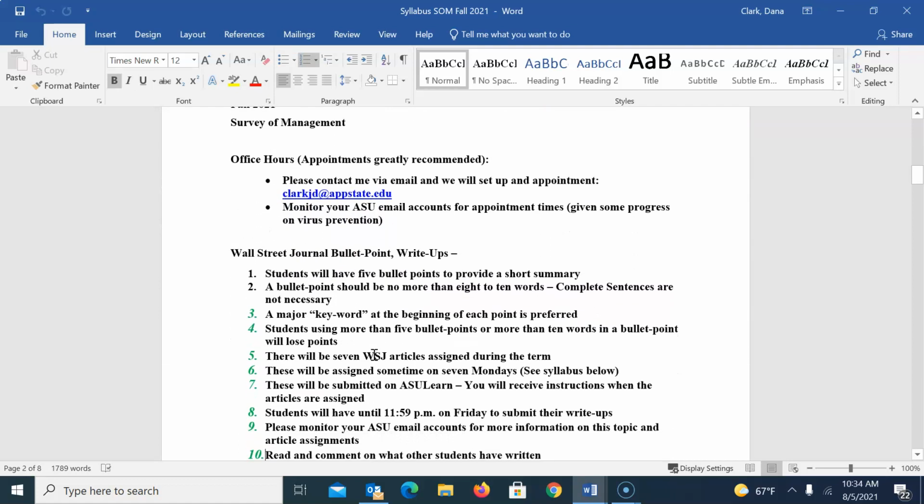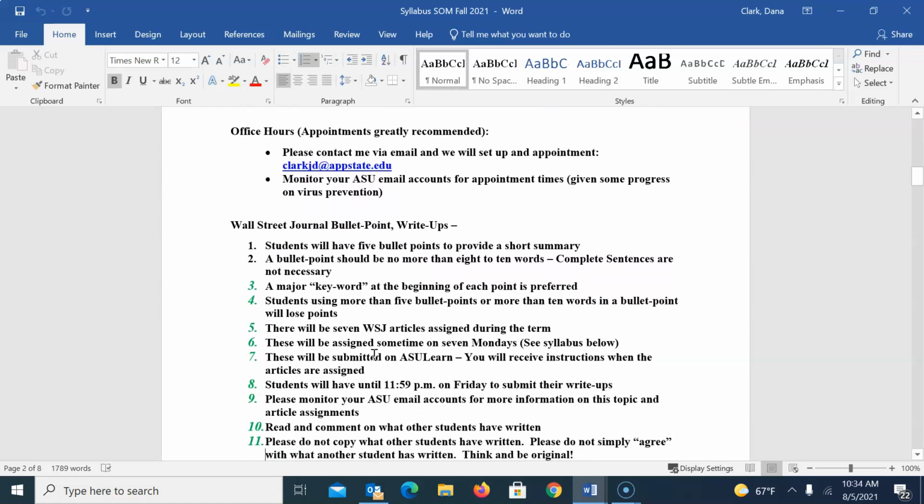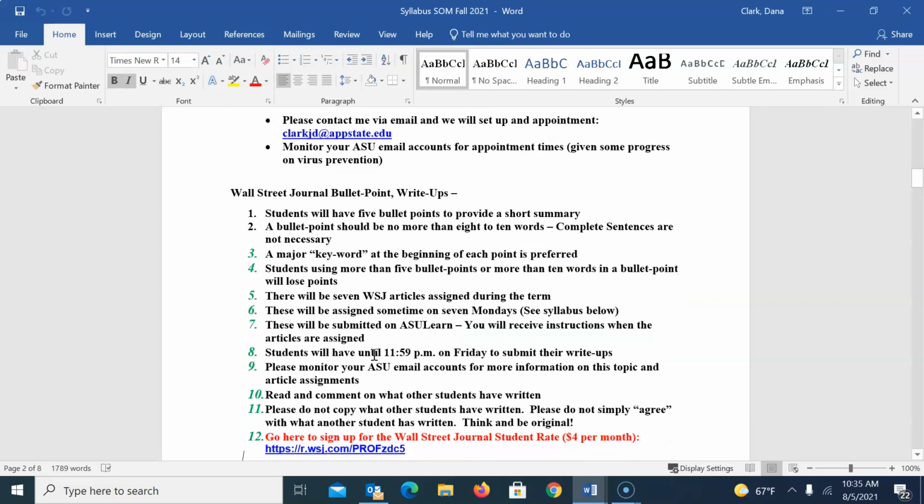Survey of Management office hours. I'm usually in Boone on Mondays, and I'm usually available to meet Monday afternoons. I'm also in Boone quite a bit on Thursdays and could meet Thursday morning or Thursday around noon. But if you have a need to meet with me, that's great. Just send me an email and we will set up a time.